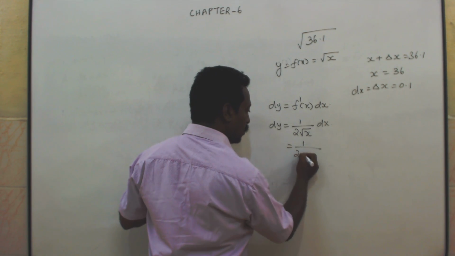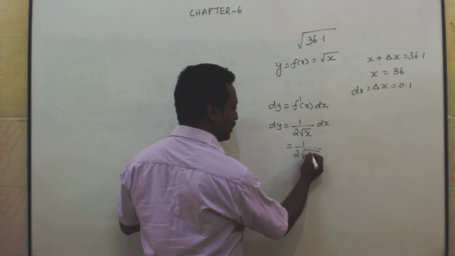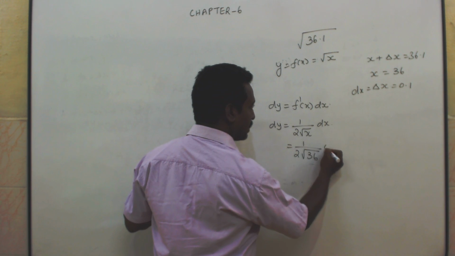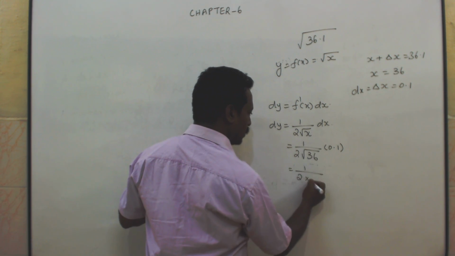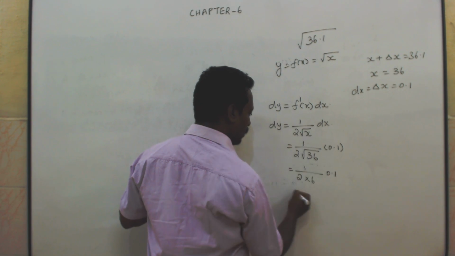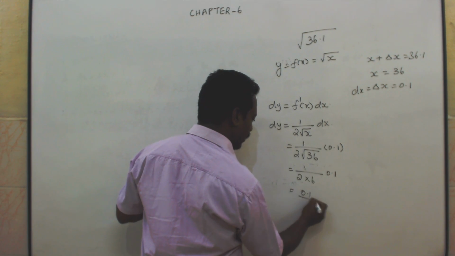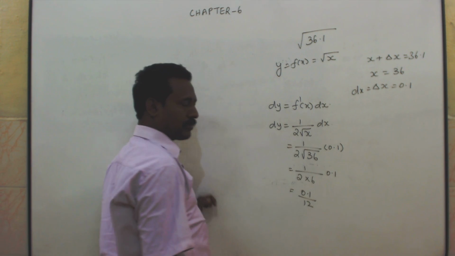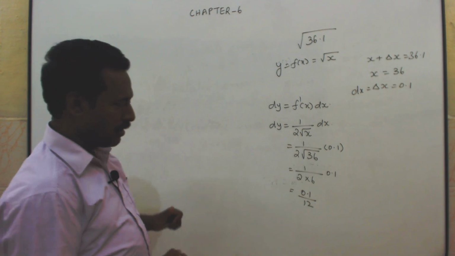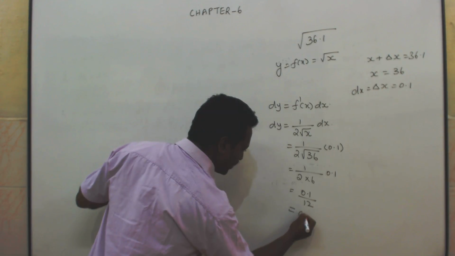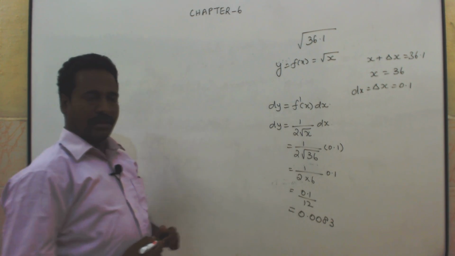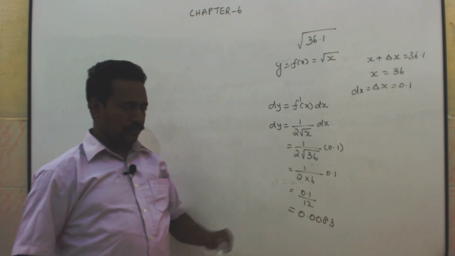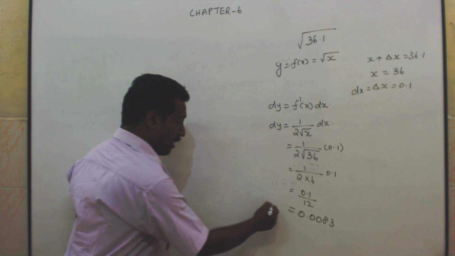1 by 2 root x value, what is x? 36, dx is 0.1. That is 1 by 2 into 6, into 0.1. That is 0.1 divided by 12. If we divide, we will get 0.0083. Divide it and you will get this value. But this is the value of dy.